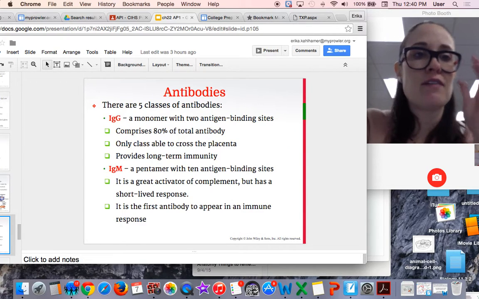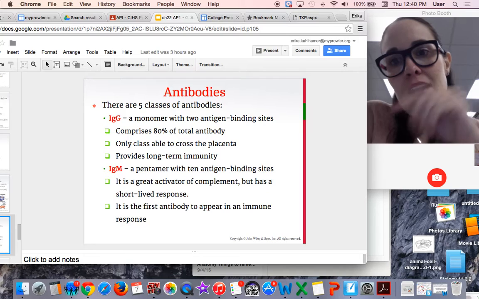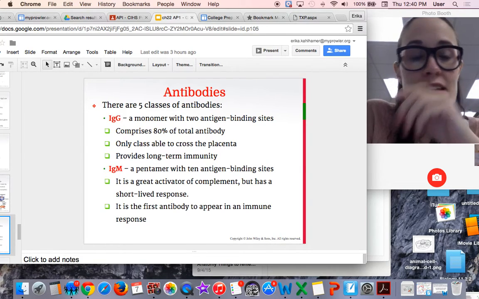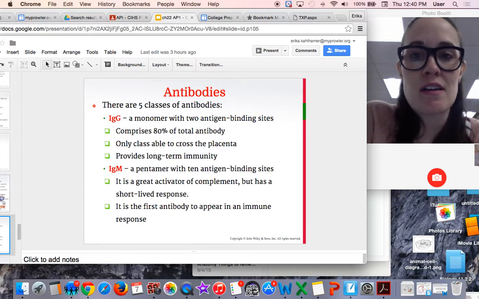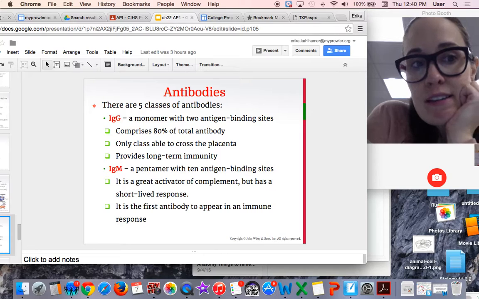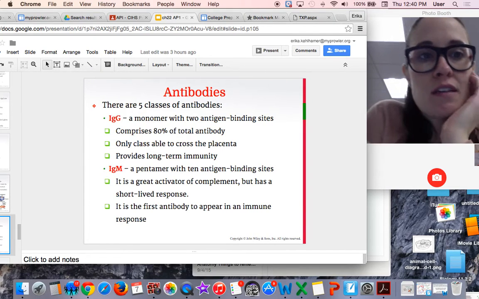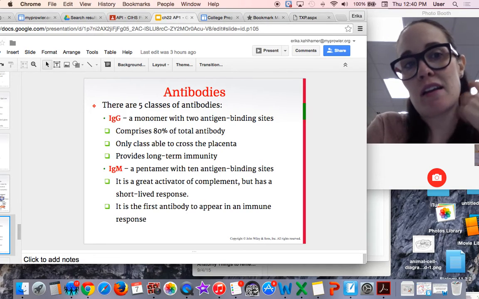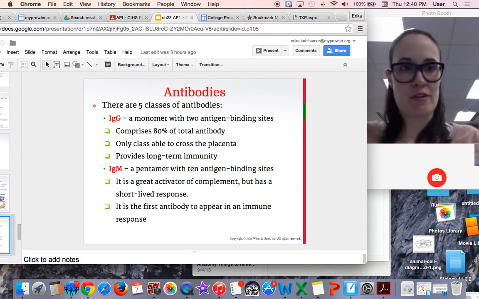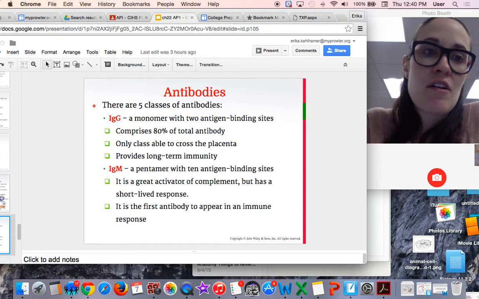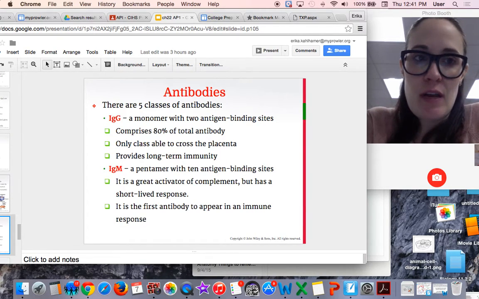Let's talk about the 5 different classes. IgG is the majority of the antibodies, 80% of them. This is the only antibody that crosses the placenta before you're born. So when you're born, the only class of antibodies you have is IgG. IgG provides long-term immunity.